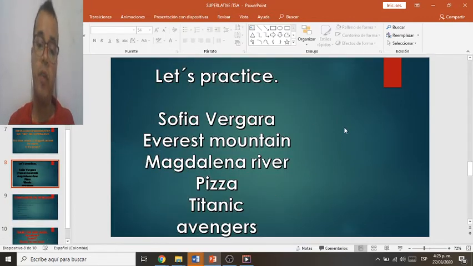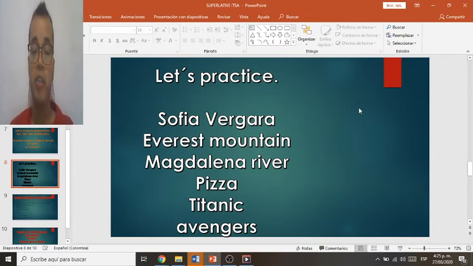Let's practice. Okay, we have here some information that you can use for practicing superlative. Sofia Vergara. Okay, create one sentence with Sofia Vergara. Superlative, Sofia Vergara. Sofia Vergara is the most famous actress from Colombia. Possible or not possible? Yes, it's possible. I need you to complete another one. Everest Mountain. Everest Mountain is the highest mountain in the world. La montaña más alta del mundo.